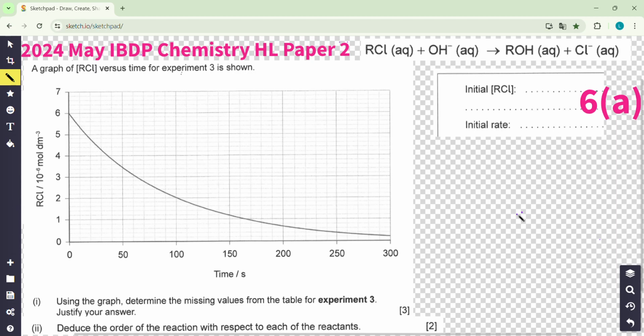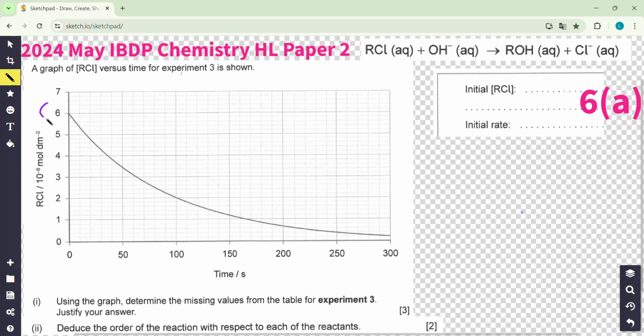Question 6 is a long question with a lot of introduction, but you can just get it. 6a talks about this reaction, and we have reaction rates here. Then using this graph, determine the missing value for the table in experiment V. Just find your answer. The missing values are the initial concentration and the initial rate of reaction.